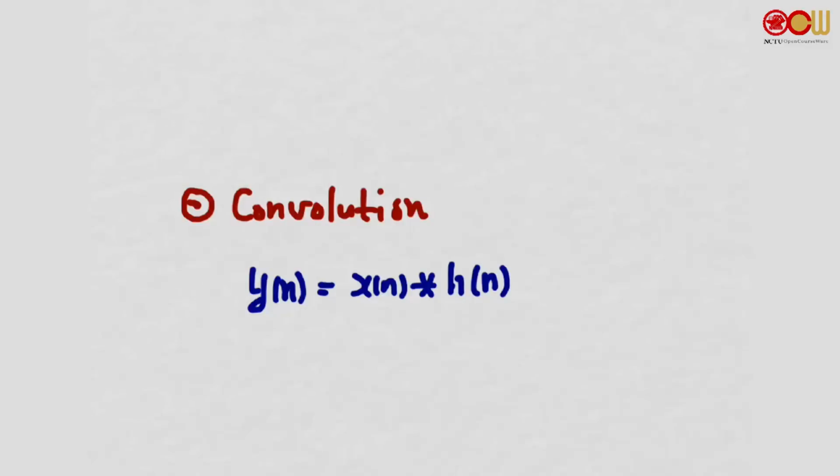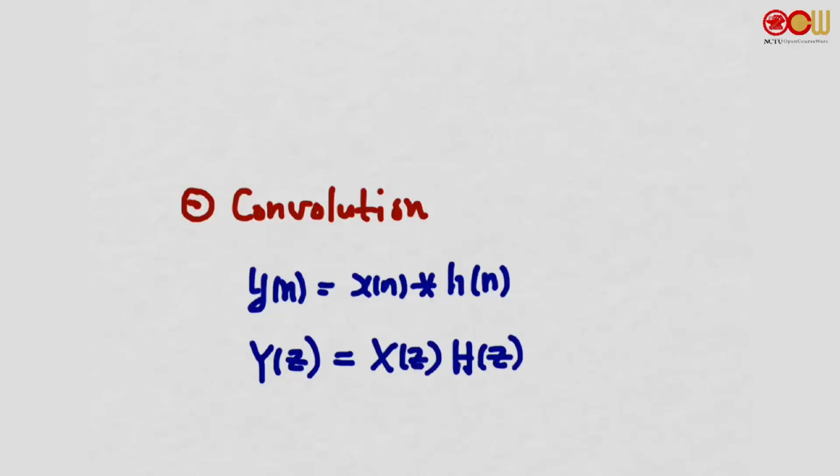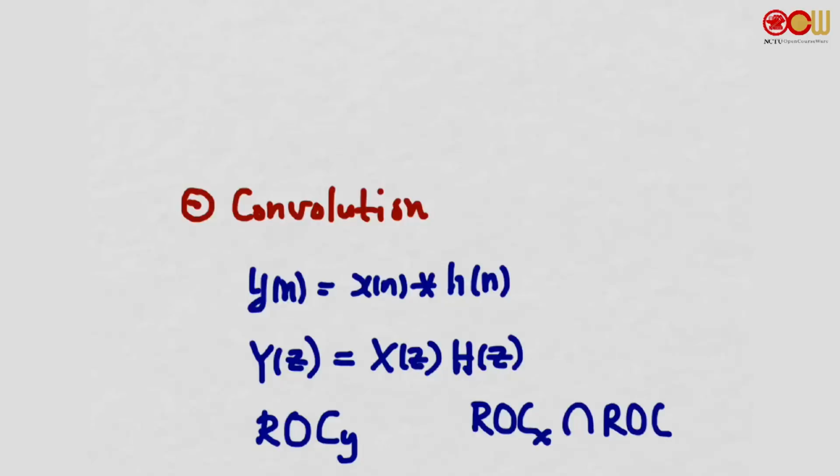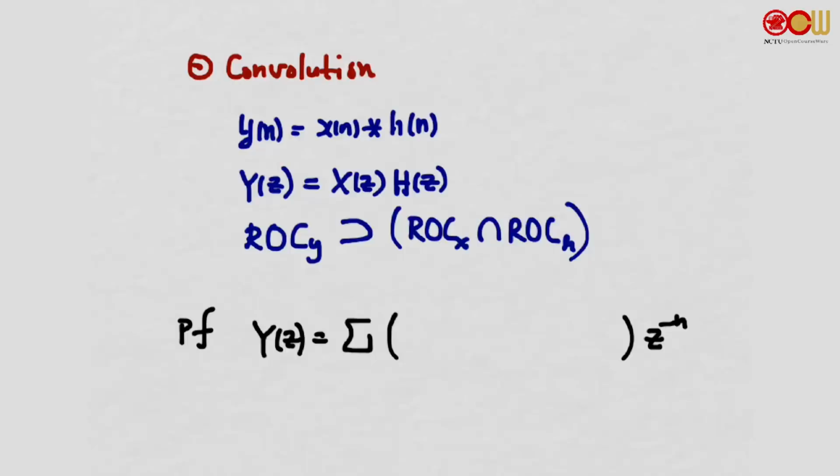Suppose y is the convolution of x and h, then the Z-transform of y is equal to X(z) and H(z), the product. And the region of convergence is a set that contains the intersection of ROC_X and ROC_H. ROC_Y contains this intersection. The proof is quite straightforward. We use the definition of the Z-transform.